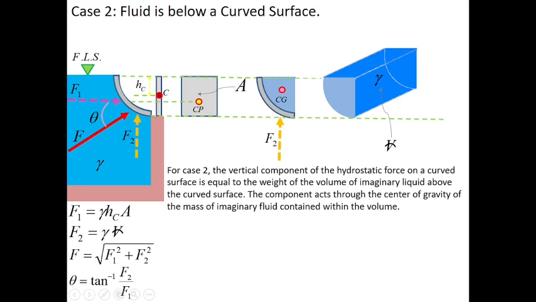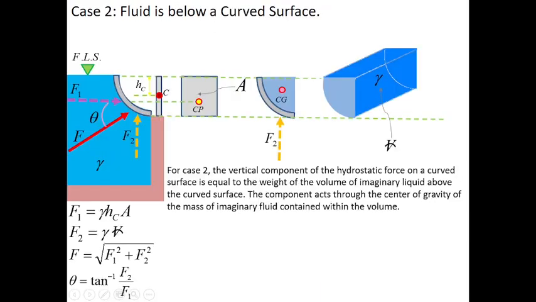So for case 2, the vertical component of the hydrostatic force on a curved surface is equal to the weight of the volume of imaginary liquid. Weight of the volume of imaginary liquid. Ito yung ating imaginary liquid above the curved surface. Above dito sa curved surface na to. Okay, ito yon. Above sa curved surface na yan.